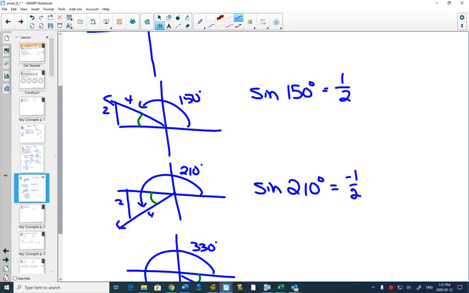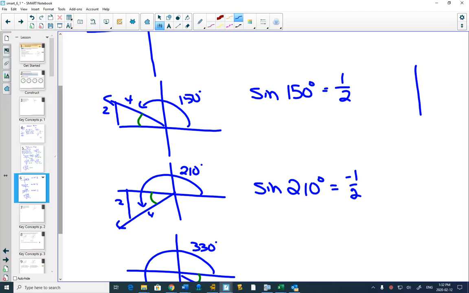Well, the triangle's the same. Part of the reason it's negative is that now your opposite side is going down. That's part of the reason that it's negative. We're going to see some other reasons why it's negative later on in this class. But it's still the same triangle, so we still get the 1/2.